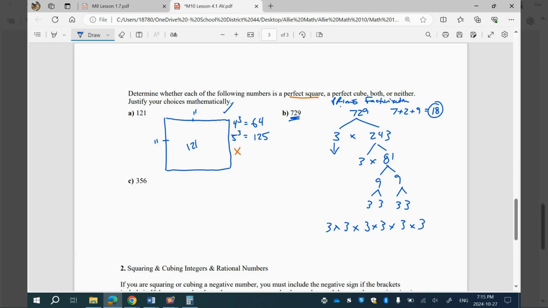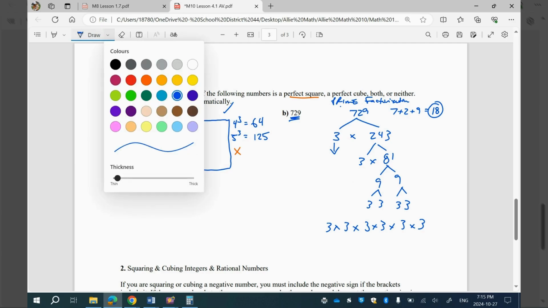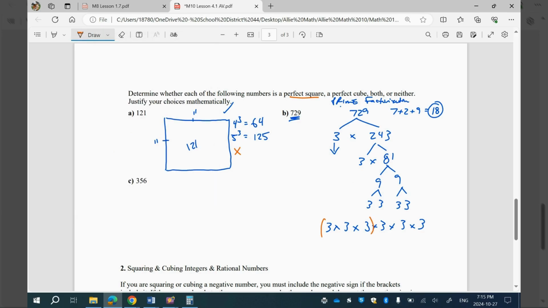So how we can determine now if this is a perfect square and if it's a perfect cube is, if we can separate this into two equal groups, then it's a perfect square. So can we? Yeah, we can. We got 3 times 3 times 3 times 3 and 3 times 3 times 3 times 3. So we separated this into two equal groups. That's 27 times 27. That equals 729. So we split it into two equal factors.